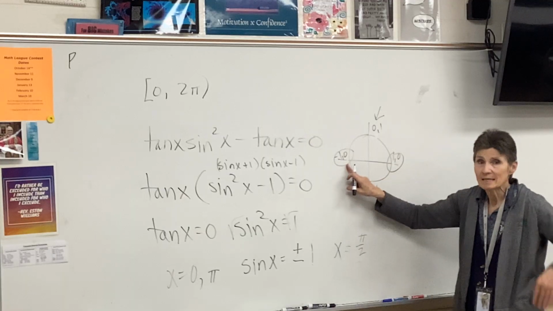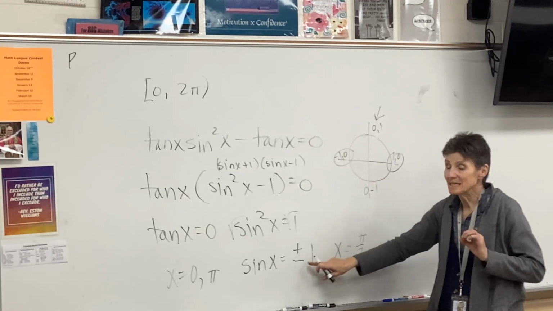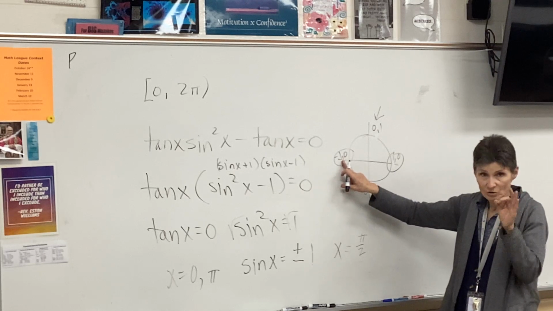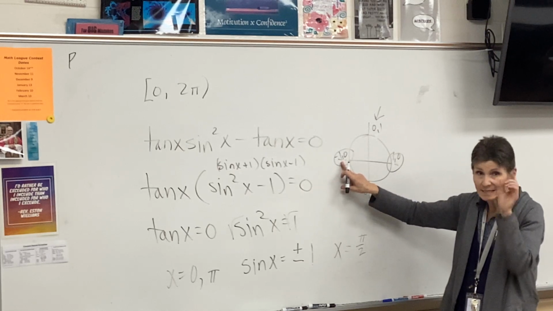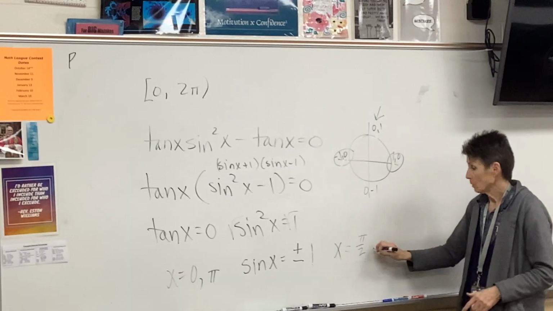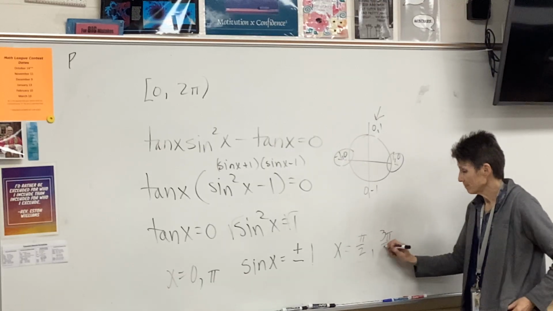Now here, I need sine to be -1. This is not sine, this is cosine. Cosine is x. I need sine, y, to be -1. So that's down here, which is 3 pi/2.